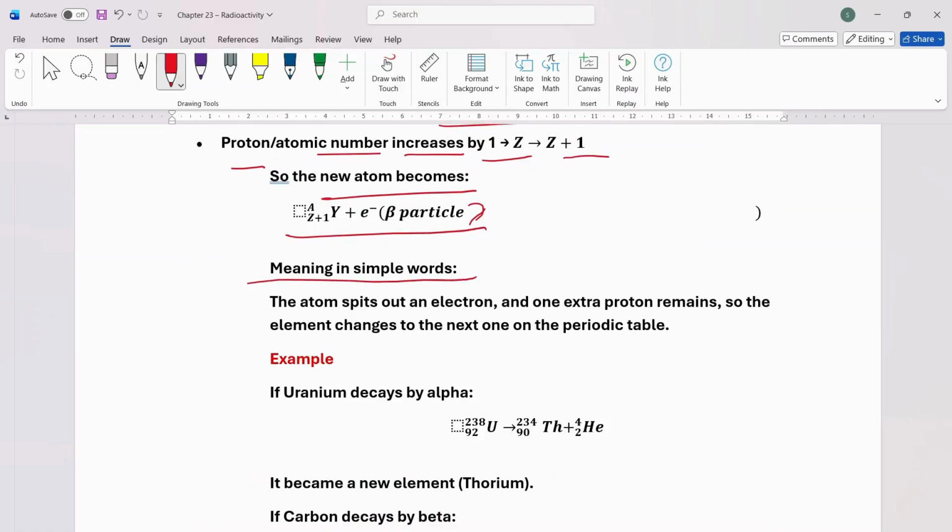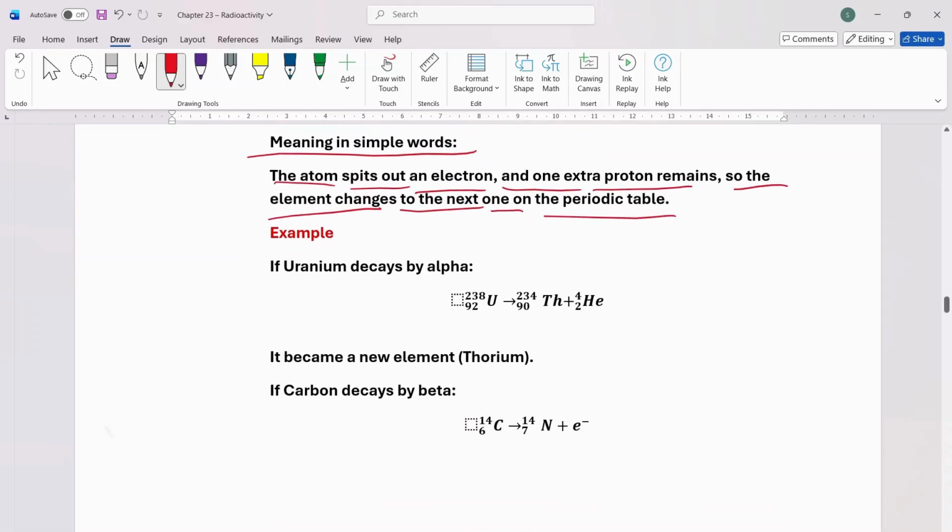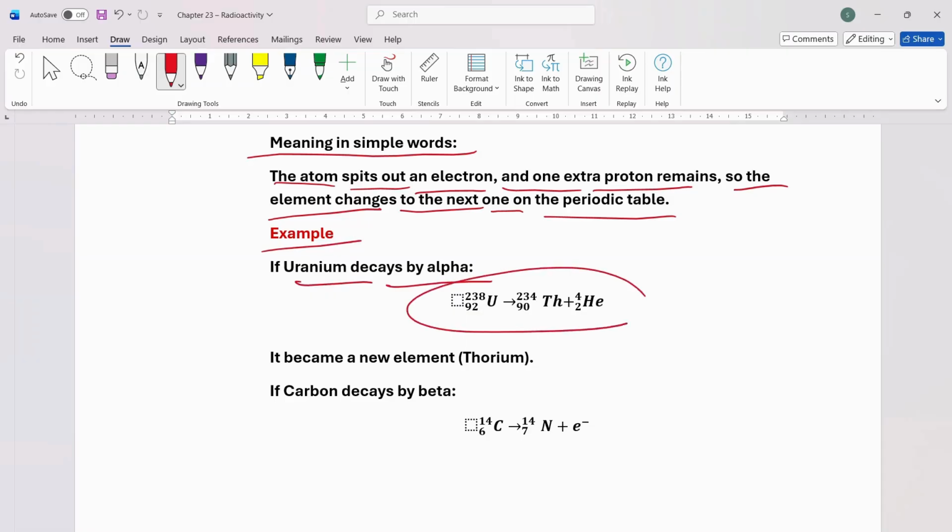Meaning, in simple words, the atom spits out an electron and an extra-charge proton remains. So the element changes to the next one on the periodic table. Example of uranium decay by alpha: you'll get thorium and helium. It became a new element, thorium.